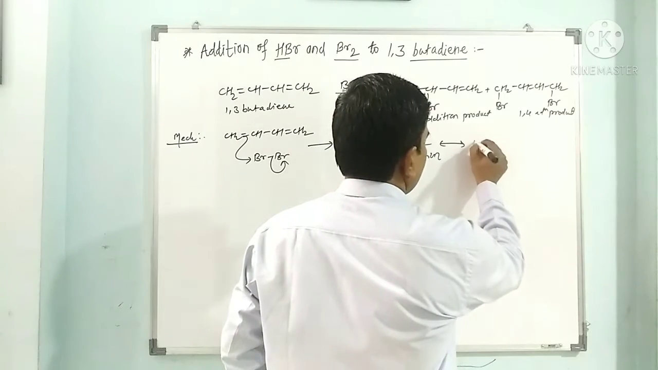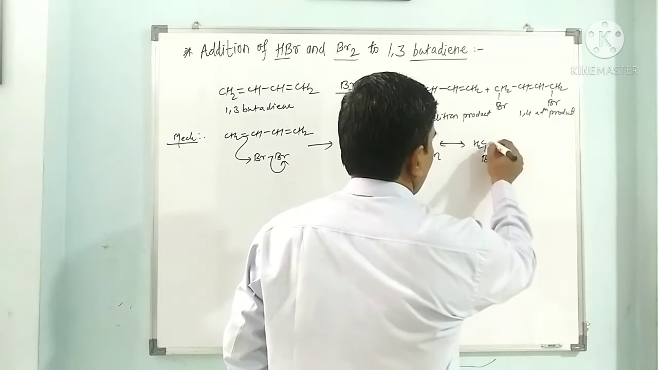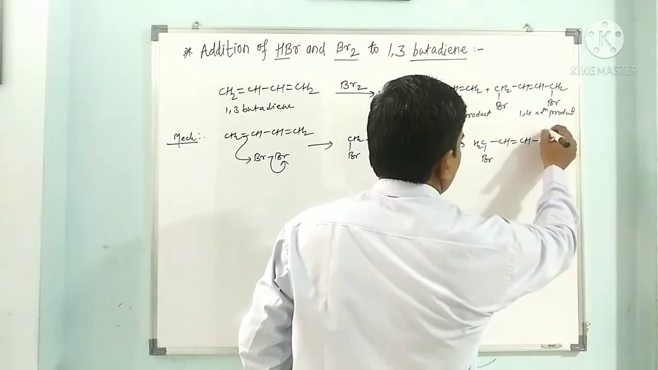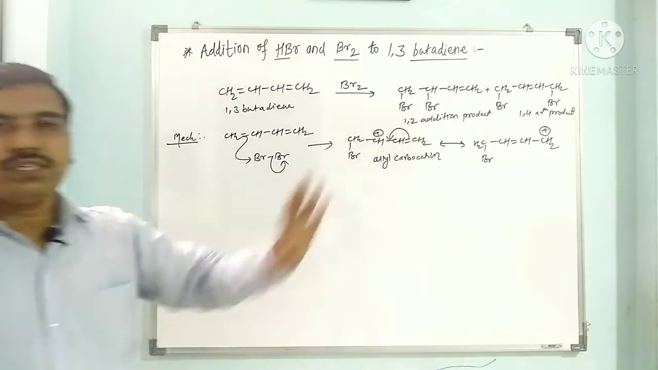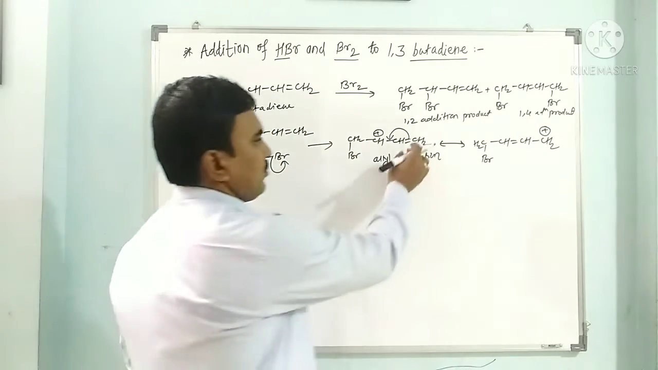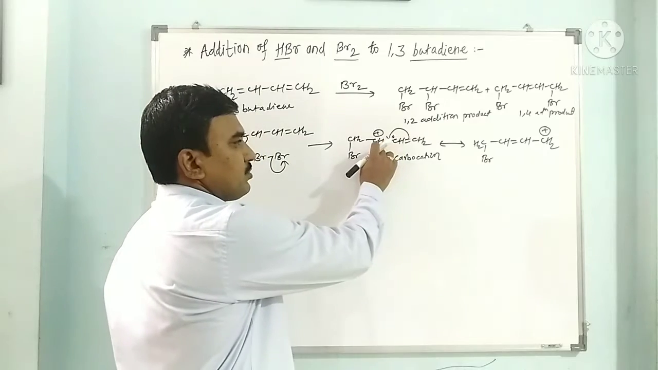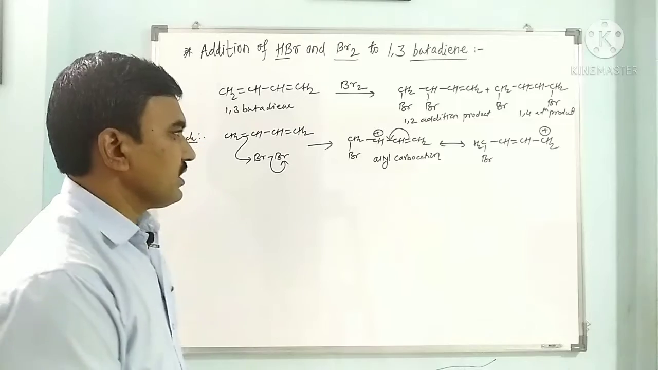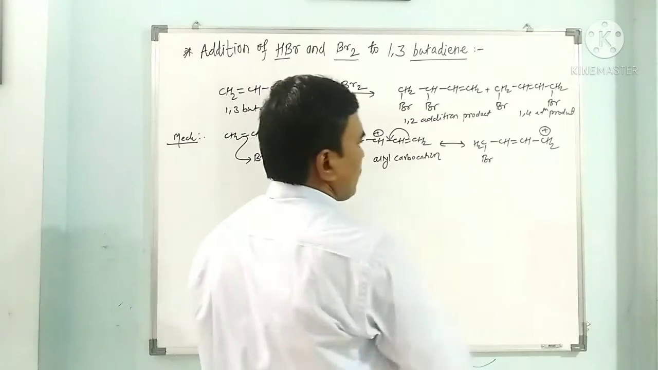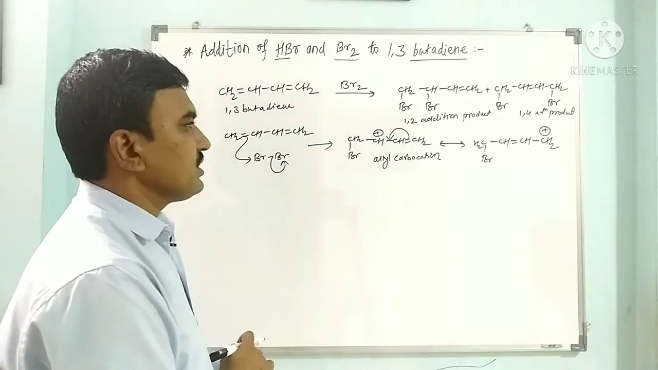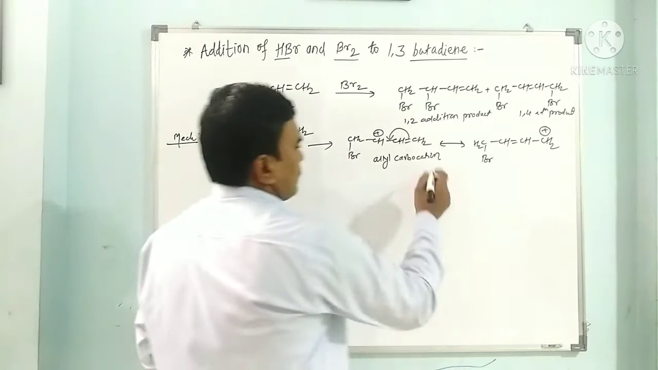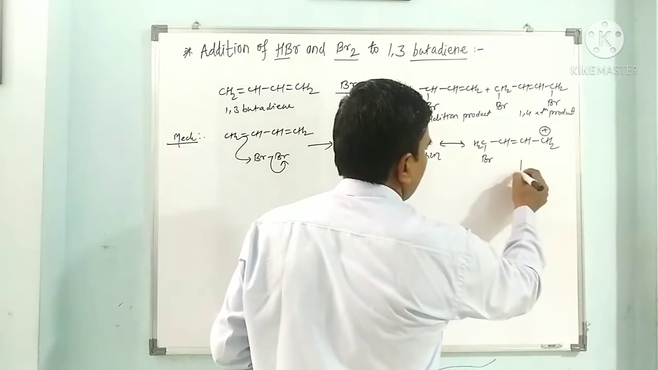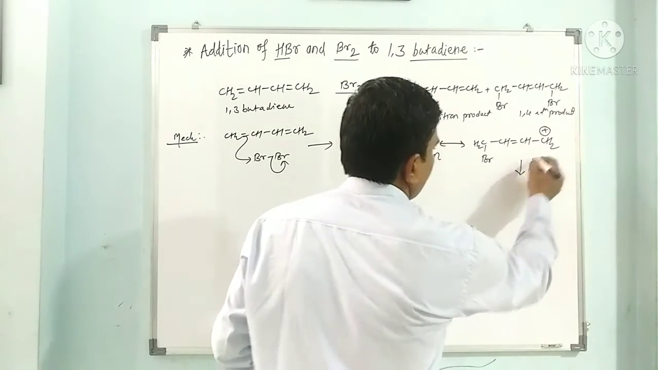So we get CH2Br, CH double bond CH, CH2 plus. So this is also a second allyl carbocation. The carbon next to the double bond is called the allyl carbon, and when it has a positive charge, it is called an allyl carbocation. So these two allyl carbocations are formed during this reaction. Now this reacts with bromide, this also reacts with bromide.